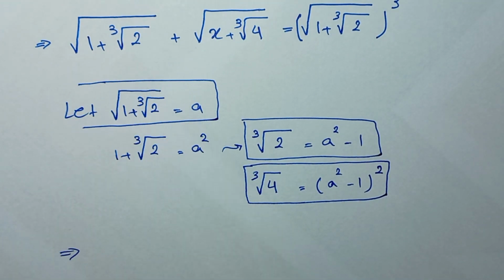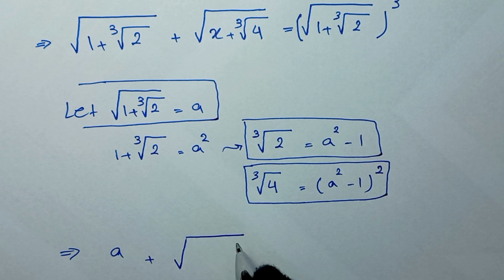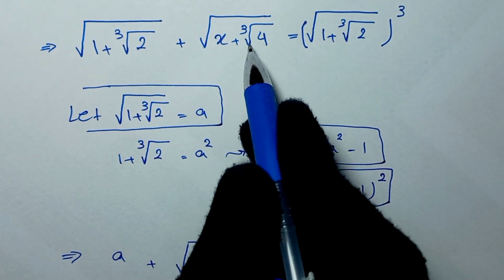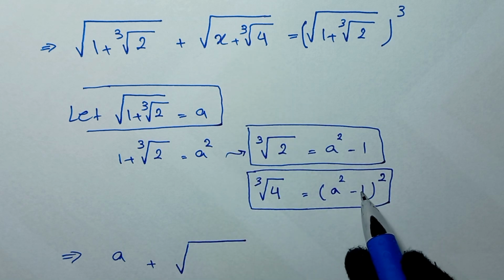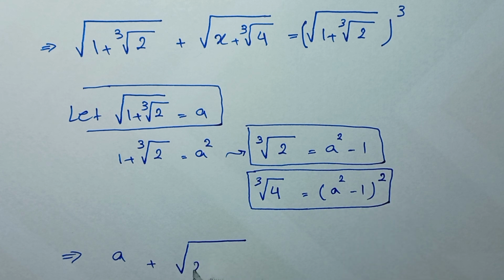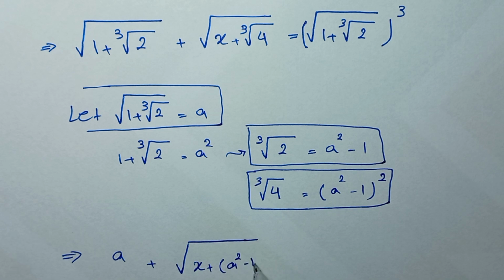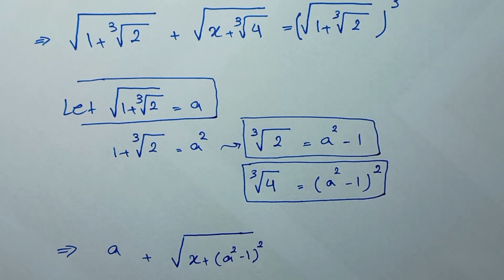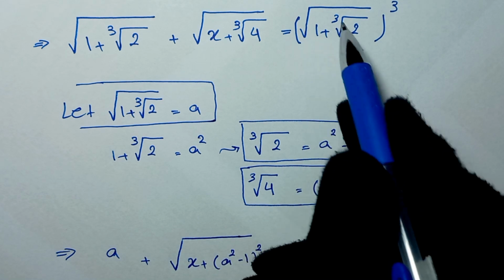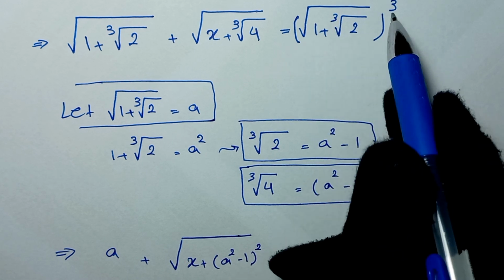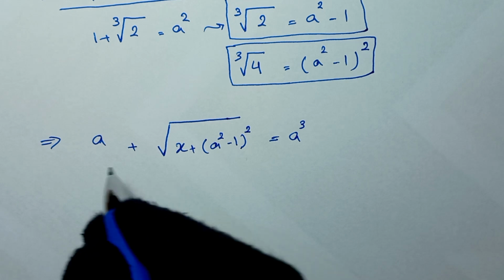This is a, right? So we write a plus square root of, in here we have x plus cube root of 4, and cube root of 4 from here is a square minus 1 to the power of 2. So we write x plus cube root of 4 as a square minus 1 to the power of 2. And in here it is equal to, this is a, right? This is a to the power of 3. So we write a cube. So we write our equation.